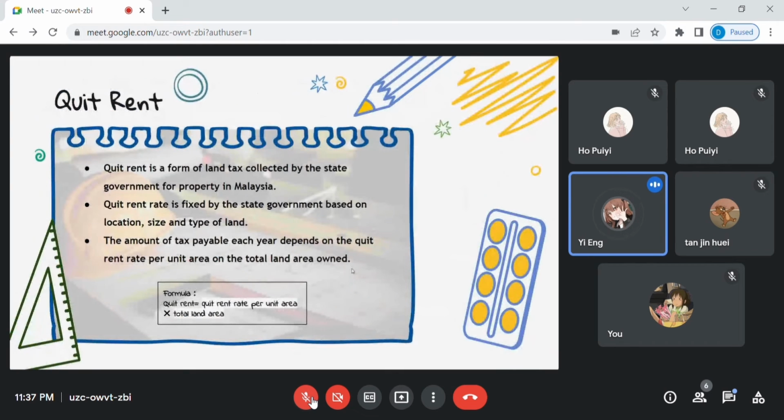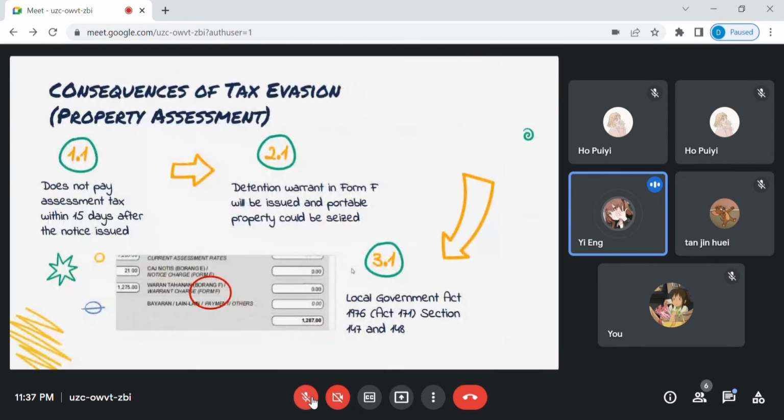Hello, I'm Jing. Let's move on to the second consequence of tax evasion based on property assessment. If parties do not pay assessment tax within 15 days after the notice is issued, detention warrant in Form F will be issued and portable property could be seized, which will be under Local Government Act 1976, Section 147 and 148.